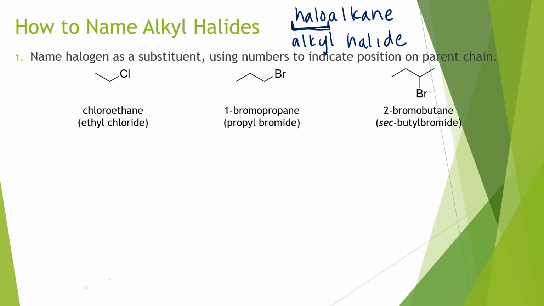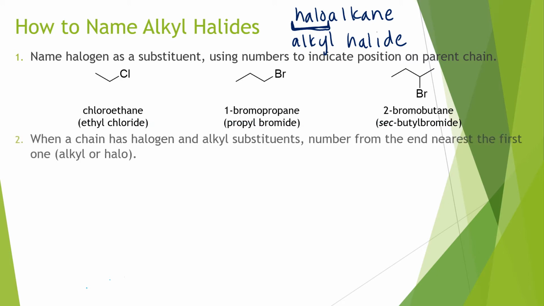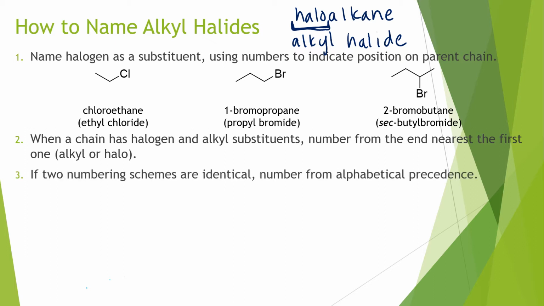So just make sure that you read directions when you're given a quiz or test question. If it says explicitly IUPAC name, you should not use these names on the bottom. When a chain has both halogen and alkyl substituents, you still number from the end nearest the first substituent, whether it's alkyl or halogen. If you have two identical numbering schemes, you number based on alphabetical precedence. So halogens are not more important than alkyl groups when it comes to numbering.